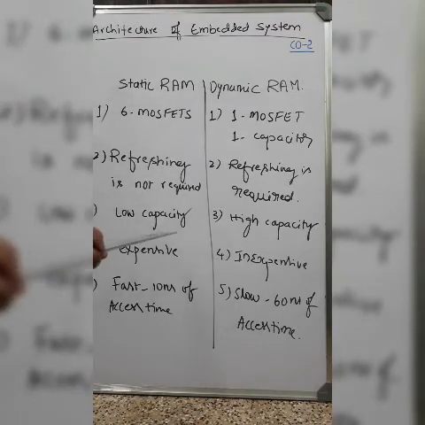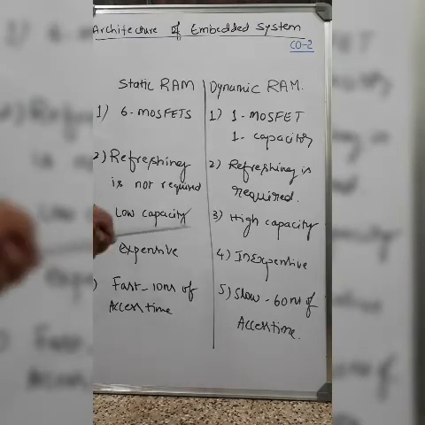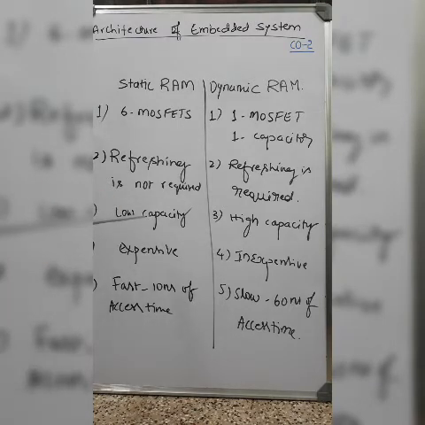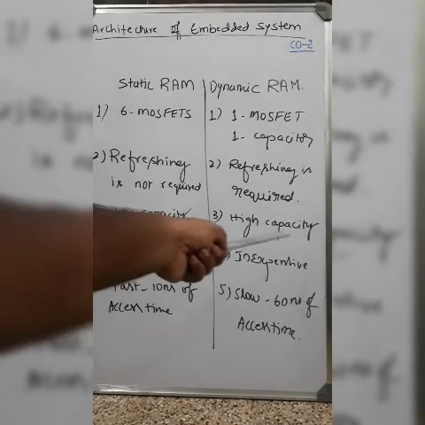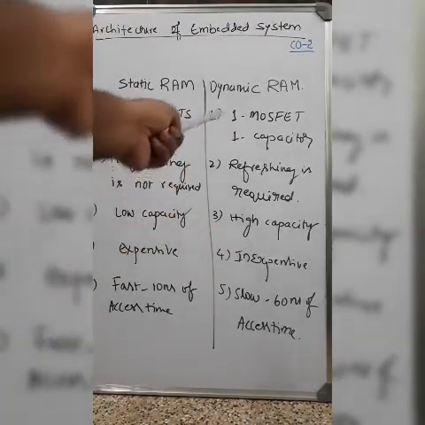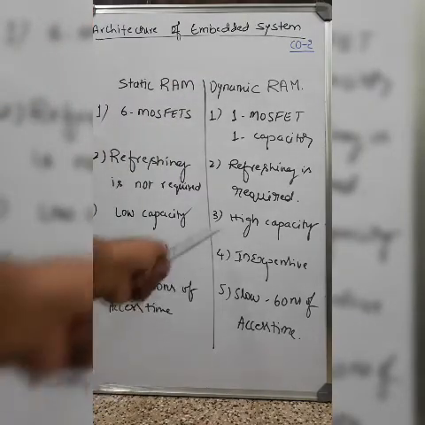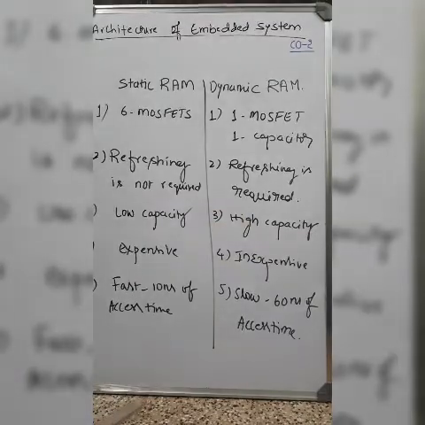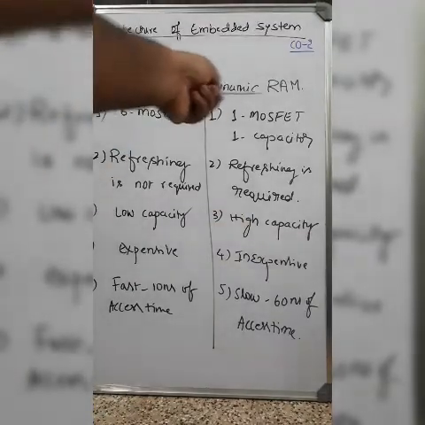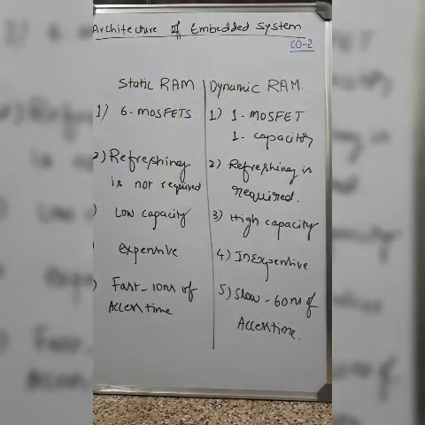Static RAM will have low capacity because every cell consists of 6 MOSFETs and you cannot accommodate so many components in a memory chip. So you tend to have fewer memory locations, or low capacity memory, in the static RAM. Dynamic RAM has high capacity, because one cell is just one capacitor and a MOSFET, so you can fill up more cells. So high capacity of memory can be had in dynamic RAM.